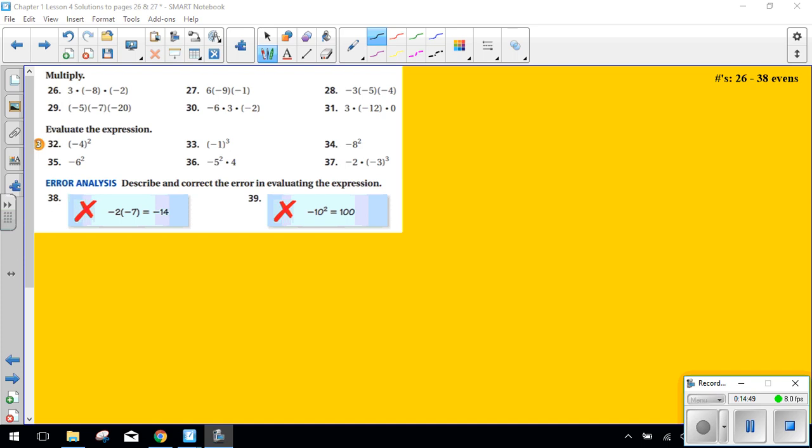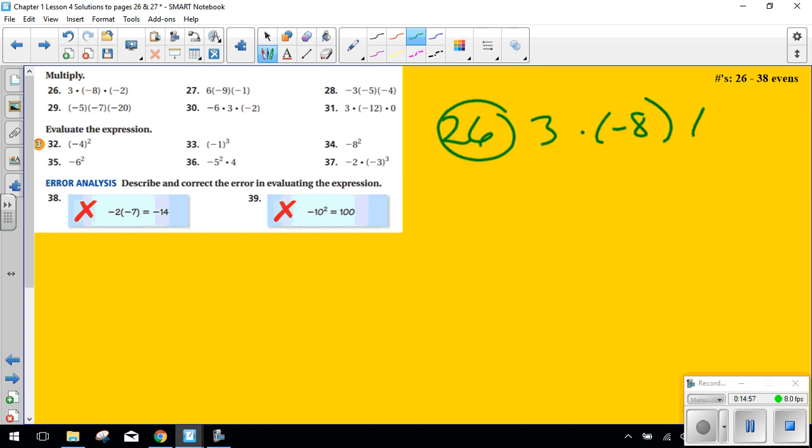All right, so let's begin with number 26. For 26, we have 3 times -8 times -2. These are parentheses here. Since it's all multiplication, the order doesn't matter.